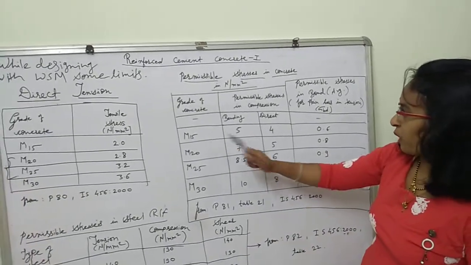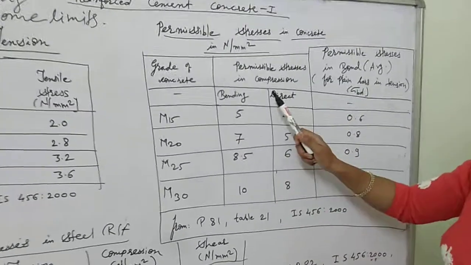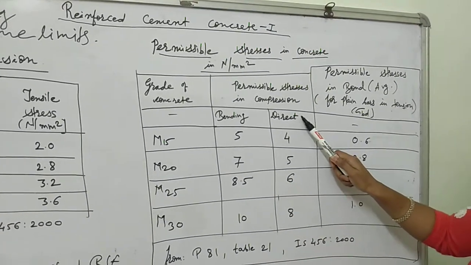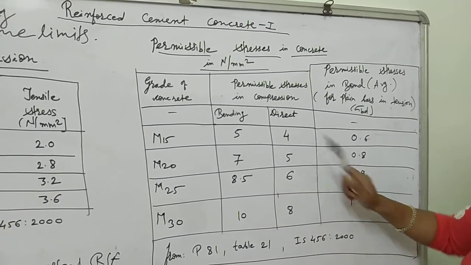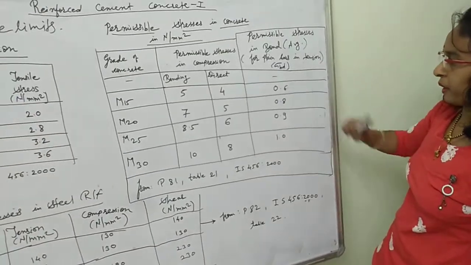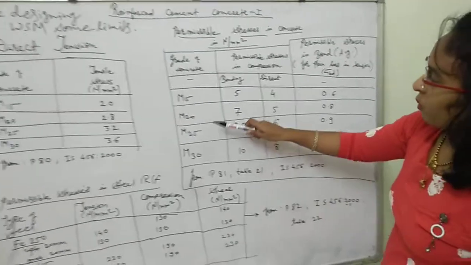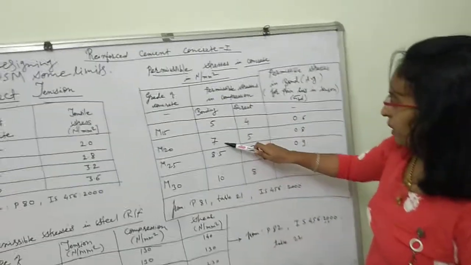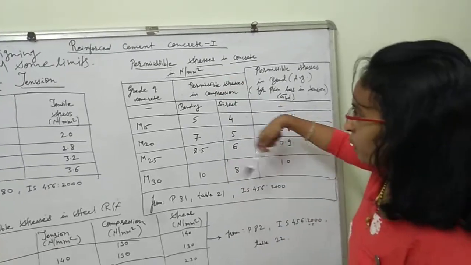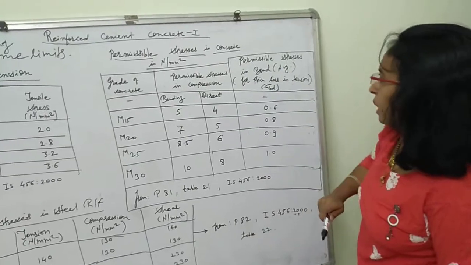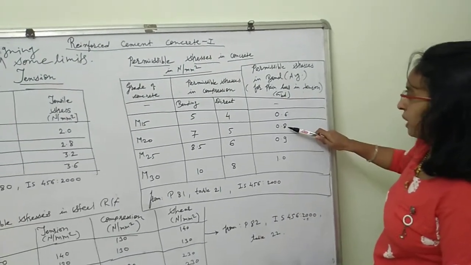For M15 grade of concrete, the permissible stress in compression for bending is 5. In direct, it is 4. And permissible stress in bond is 0.6. For M20 grade of concrete, the permissible stress in compression in bending is 7. All values are in Newton per mm square, remember. And in direct, 5 Newton per mm square. And the value of tau bd is 0.8.